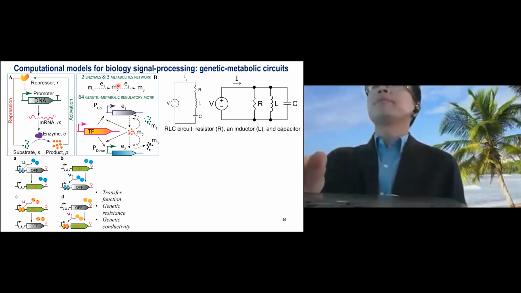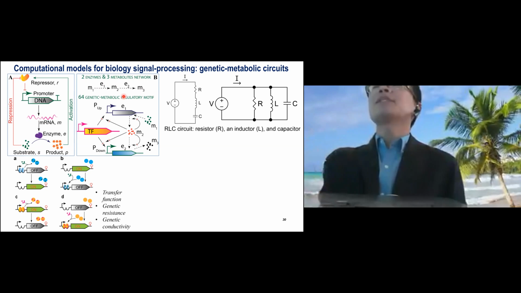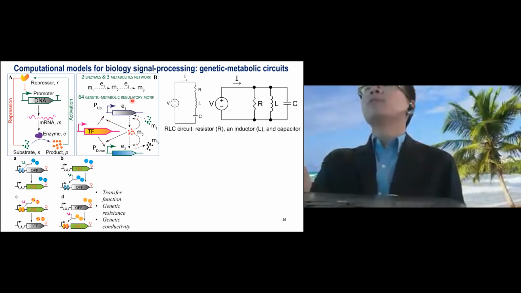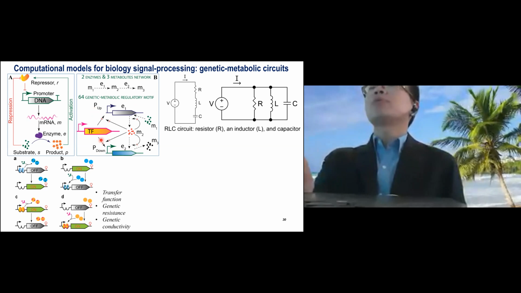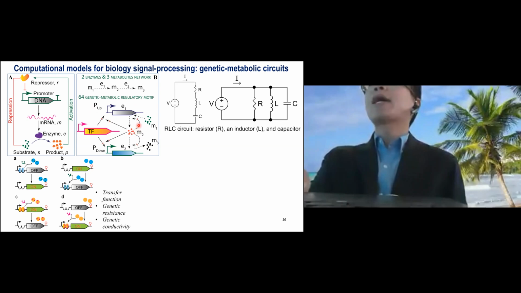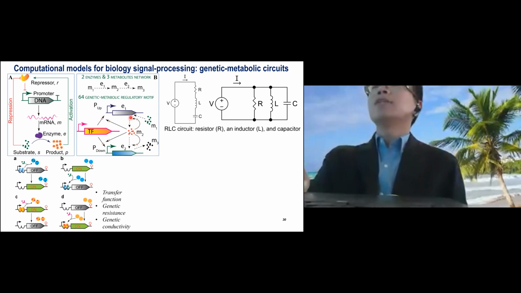For 2 enzymes and 3 metabolites, for example, M1, M2, M3 and E1, E2, we may have 64 different genetic metabolic regulatory motifs. For example, enzyme 1 and enzyme 2 can be put under the control of an upstream or downstream promoter. Each promoter can be either upregulated or downregulated by a transcription factor. But this transcription factor's activity can be controlled by the intermediate metabolite M2. Also, we have feedback regulation. M2 can either inhibit or activate the upstream pathway, or M2 can activate or repress the downstream pathway.